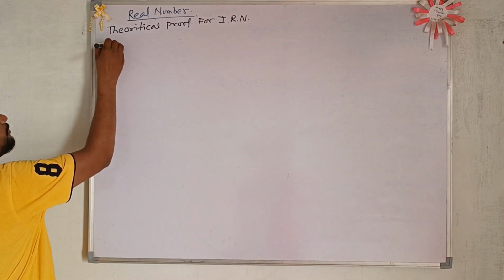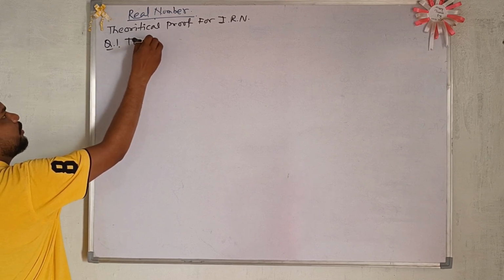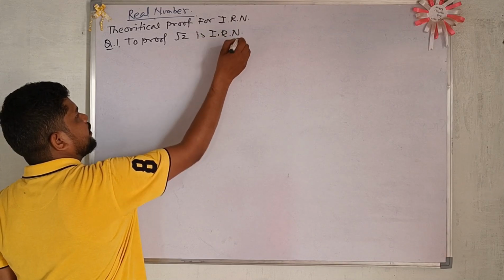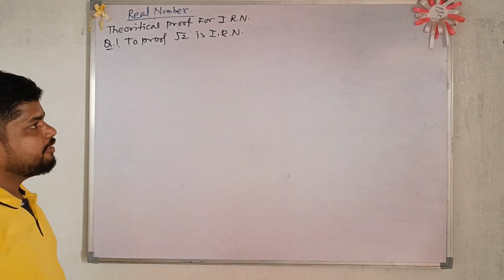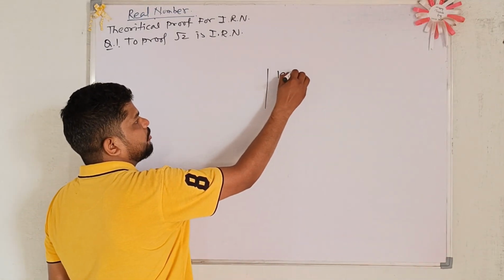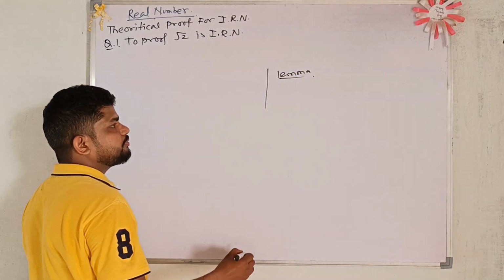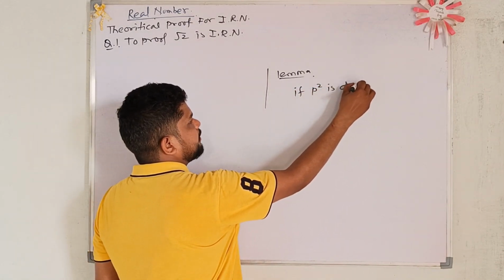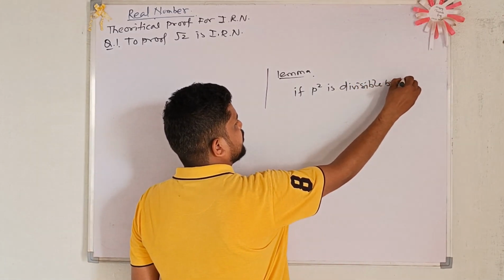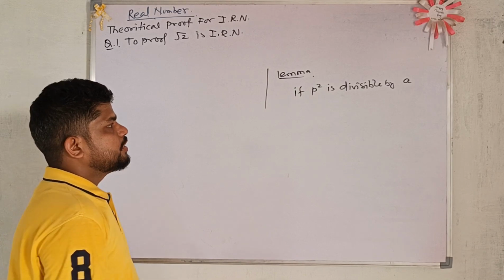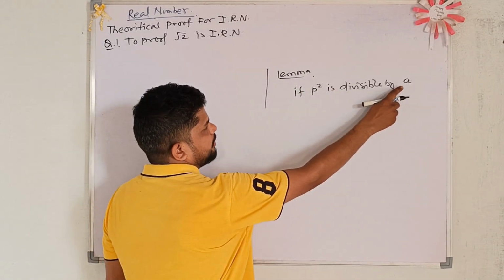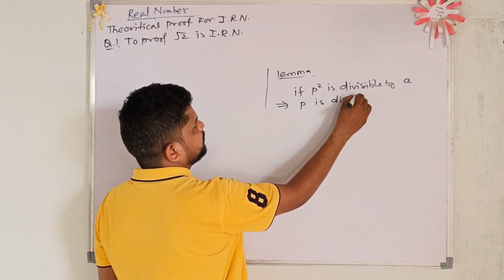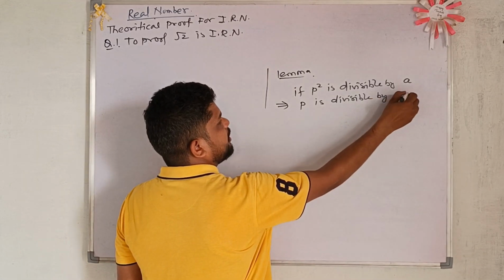Suppose we have a question to prove that root 2 is an irrational number. To prove this theorem, we have to use one lemma. What is the lemma? The lemma says that if p square is divisible by any number a, then this implies that p is also divisible by that particular number a.